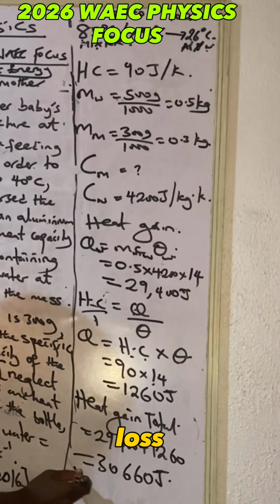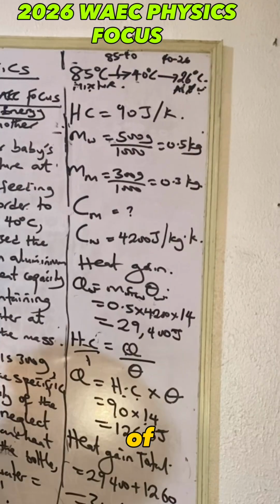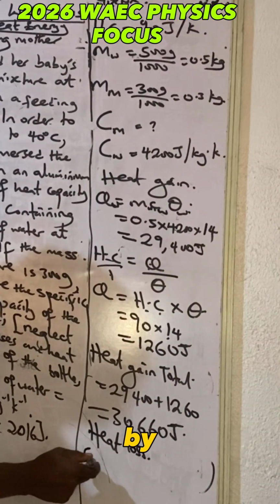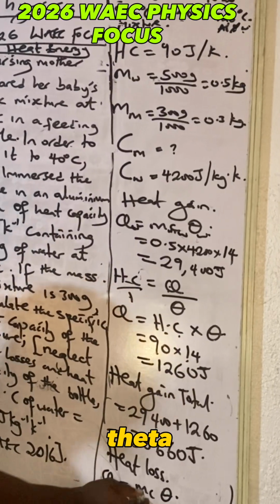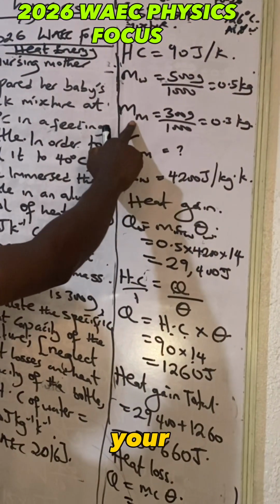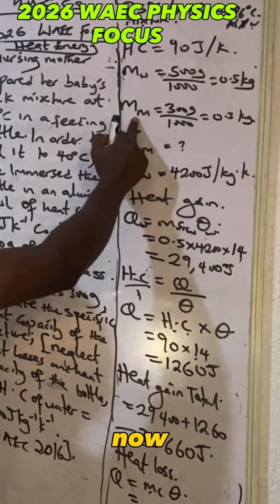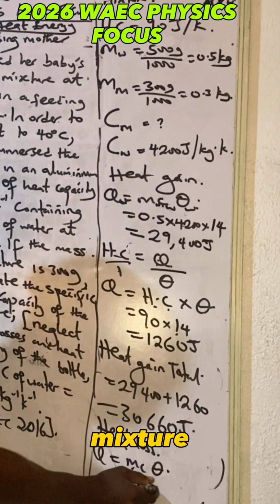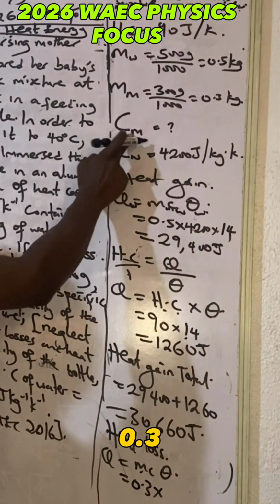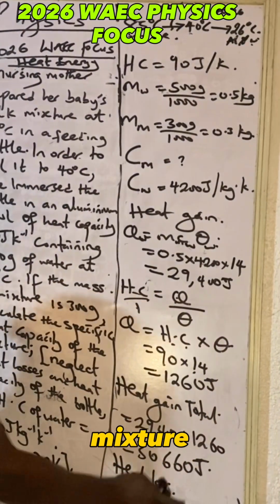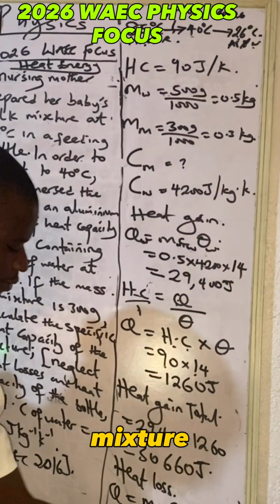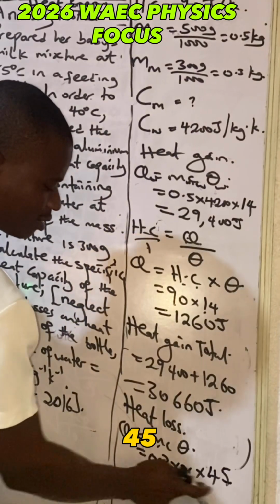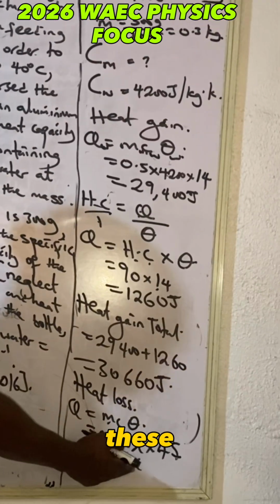So your heat loss by the mixture, which is Q is equal to mcθ. Q is equal to mc change in θ, as we write it. So what is your m? The mass of the mixture now. Please, that is why you have them. This water mixture is 0.3. 0.3 times the specific heat capacity of the mixture. We don't know it yet. But with the temperature change, the temperature of the mixture is 85 minus 40. That is 45. So multiply this times this. What do you have? You have 13.5 s.